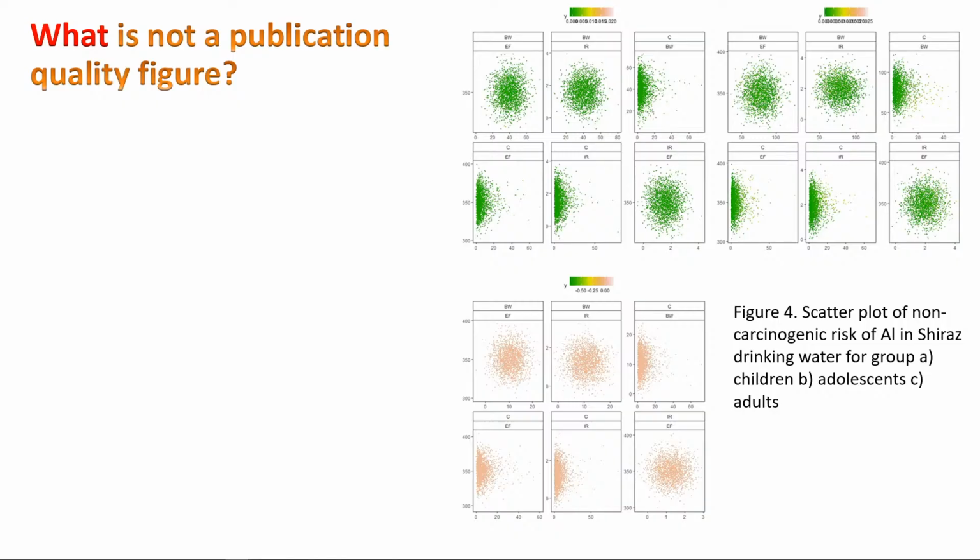I would assume A is children, B is adolescent, C is adult. But I don't know what is A, because this figure does not tell me where A, B, or C is. Maybe this is A, that's the first one. But is this B or this C? I don't know, because you don't have this type of annotation.